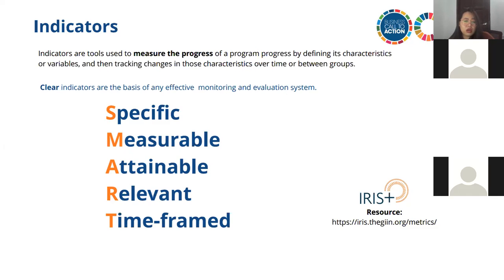Attainable, or can be interchanged with achievable, means that collecting the data should be straightforward and cost-effective, okay? Relevant requires that the indicator be closely linked to the relevant outcome. Finally, time-framed or time-bound means that there should be a time frame linked to the indicator, such as the frequency with which it is collected or measured.